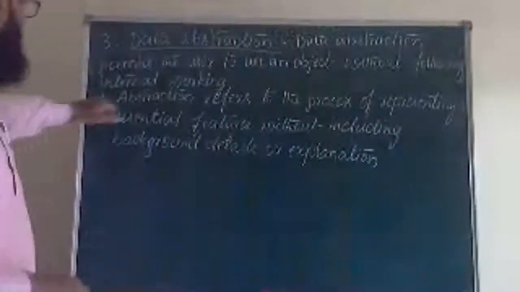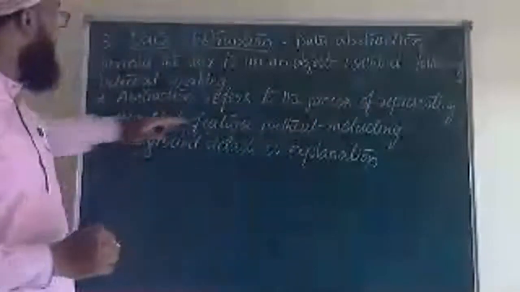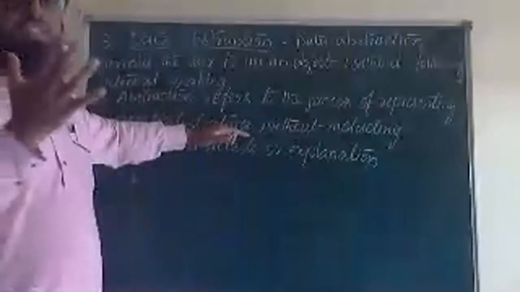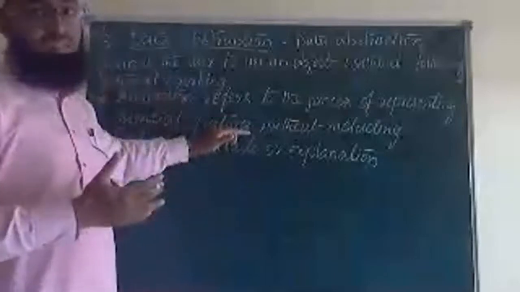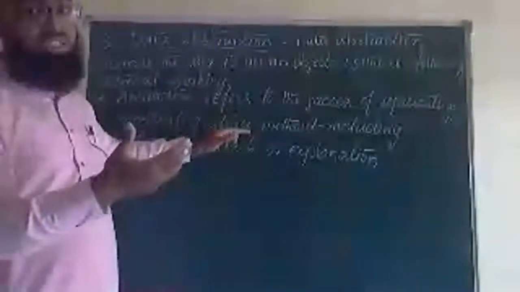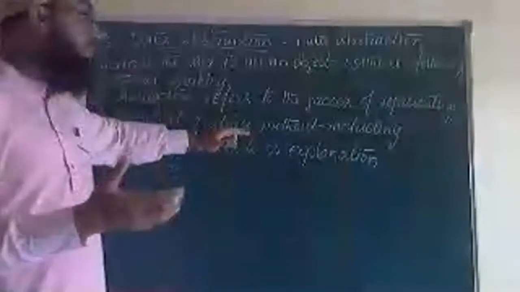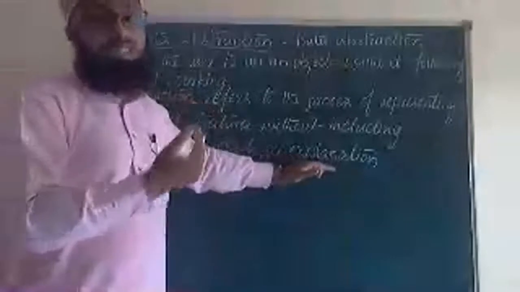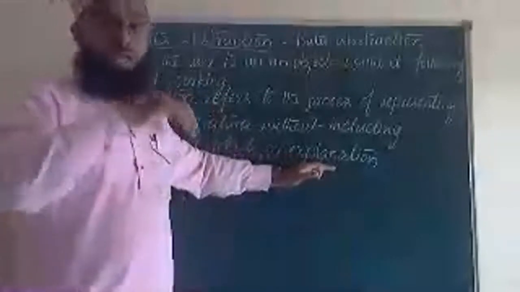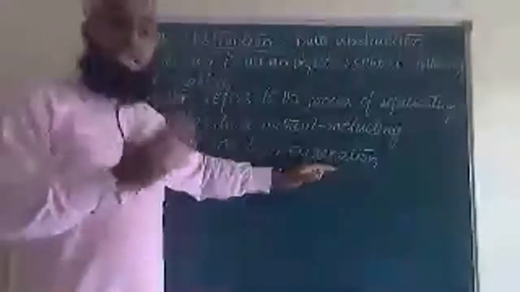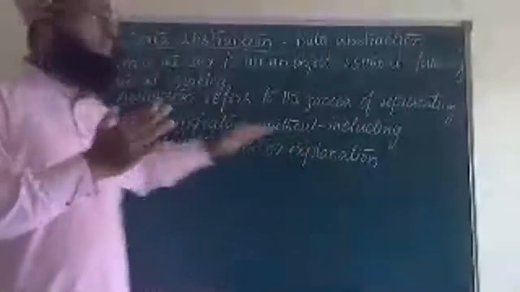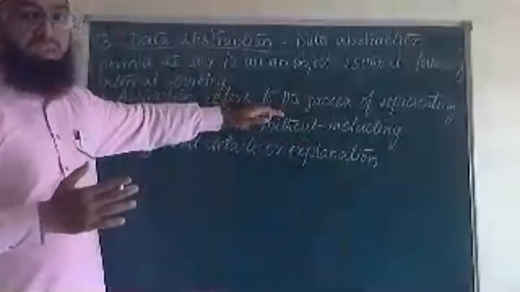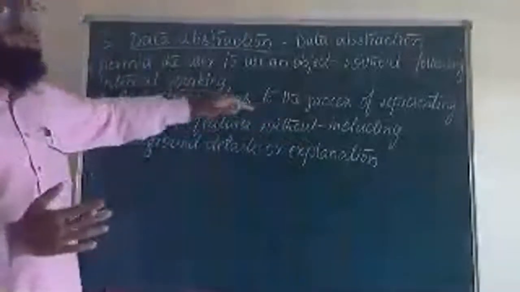What is meant by abstraction? It is a process of representing essential features. If some features are there in any object or class, abstraction will represent those features. How will it represent? It will not include any background details of that class or object or any explanation of that class. Without the help of the background details or the explanation, it will represent that view of a class or object. That is called abstraction.